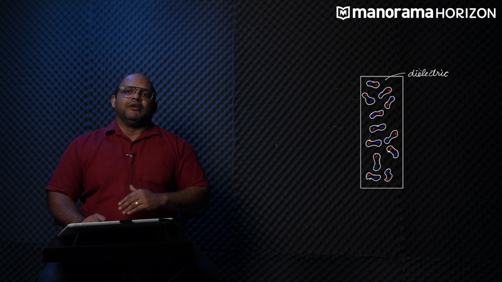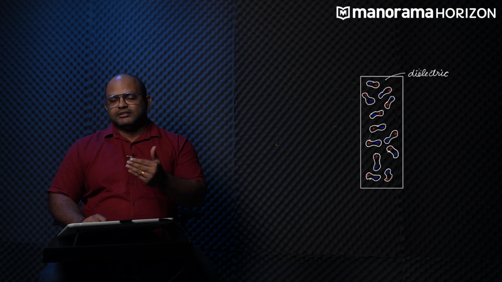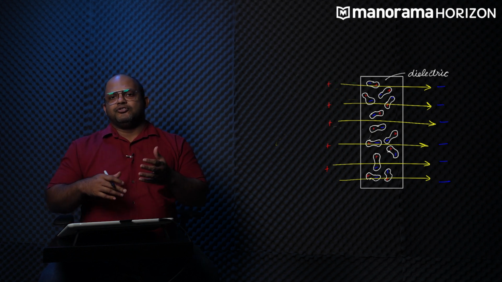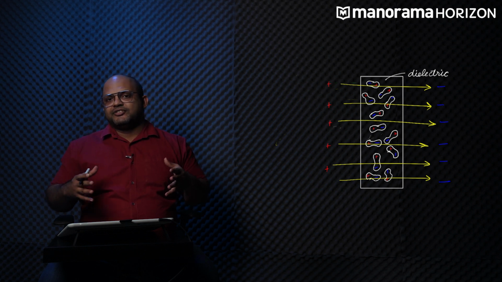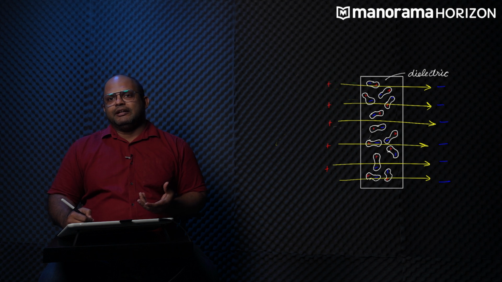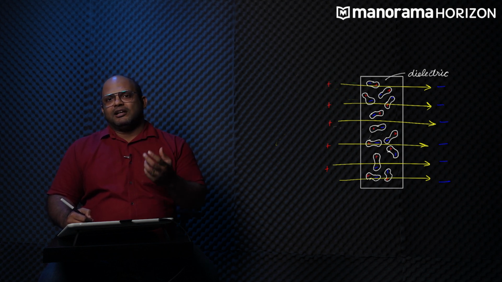The picture changes when you apply an external field. When you apply an external field, this is what will happen. Under the influence of the external field, the individual molecules will try to rearrange to align themselves in an anti-parallel or parallel direction with the external field. So in this case, the net polarization of the material will depend on how well the individual molecules are able to align with the external field.